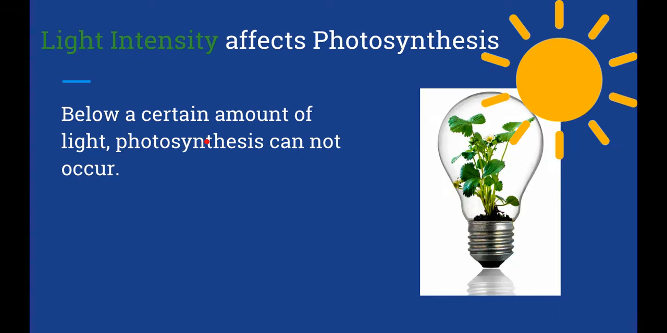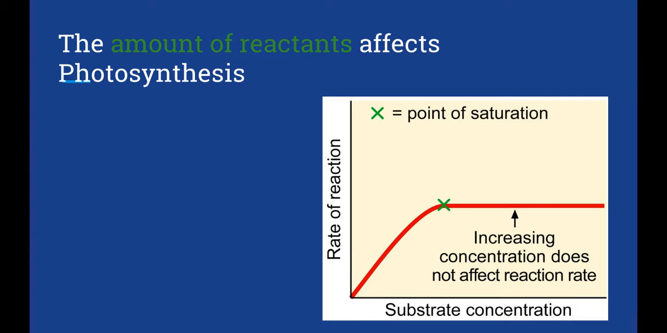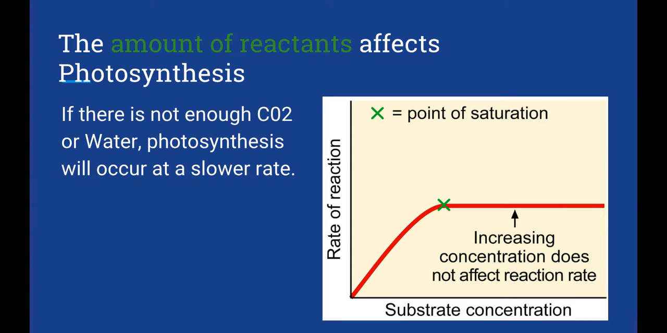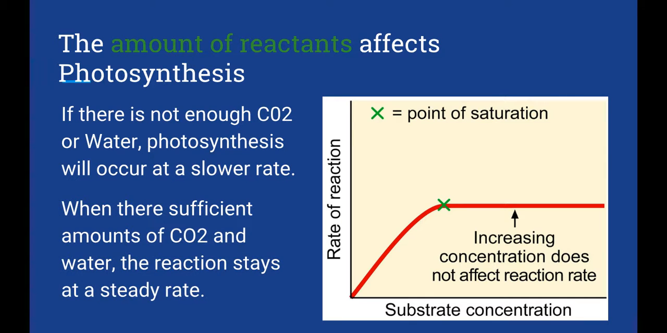So temperature affects photosynthesis. Light intensity affects photosynthesis. We know that light is important. That's where that energy originally comes from. So without light, that's not going to happen. And the amount of reactants affects photosynthesis. So if you don't have enough carbon dioxide and water, you don't have enough of the reactants, so you can't possibly have enough products. So it's going at a very slow rate.